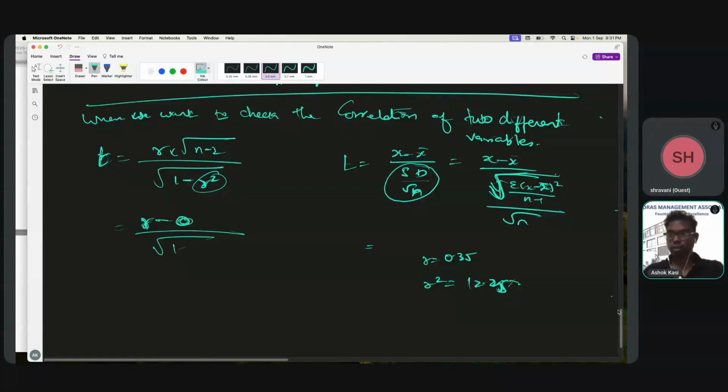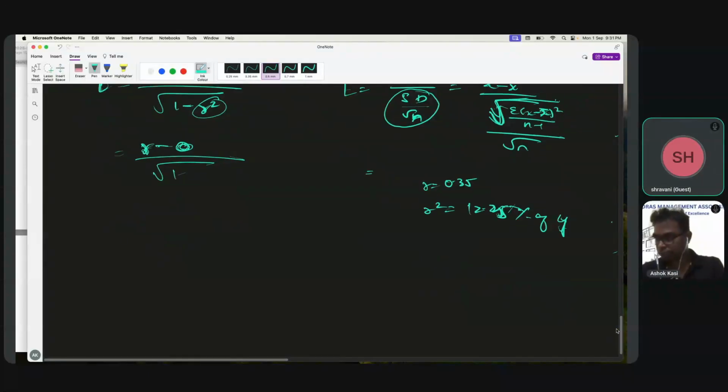You understood what I said now? No, sir. 12.25 percentage of y, that means y is the variable. Whatever y's output is coming out, 12.25 is because of x. For example, whatever you are studying, 20 percentage is because of your friend, because your friend is forcing you to study, or your friend is also studying, so you are also getting influenced and you are studying. So 20 percentage of marks is because of your friend, 80 percentage is because of your own effort.